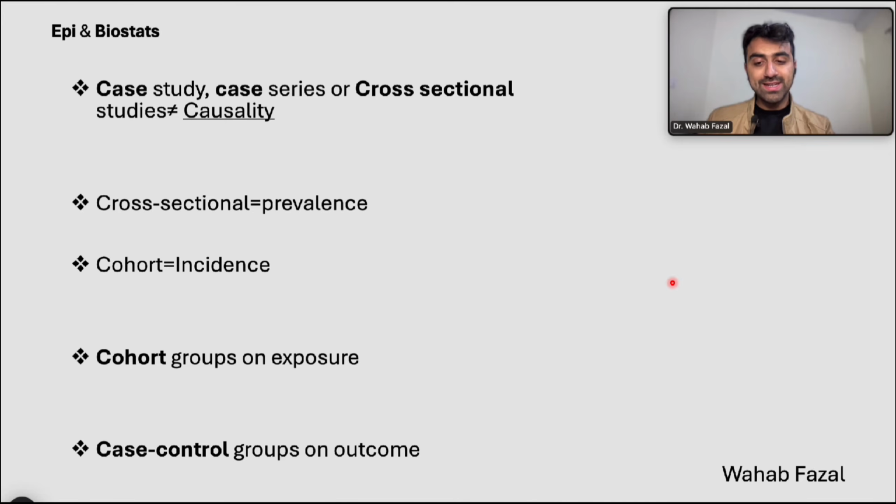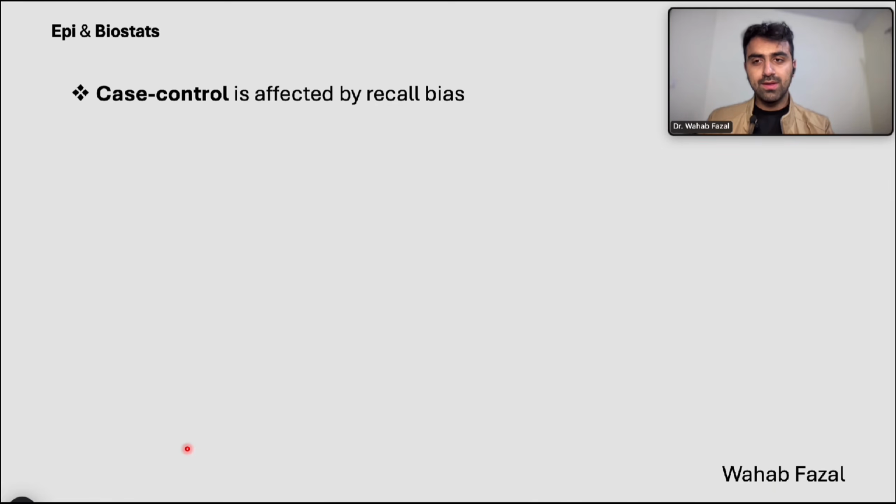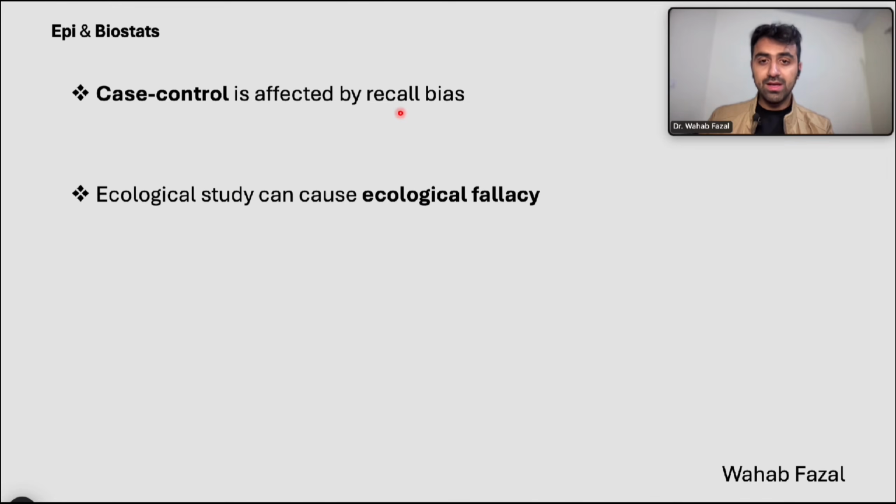Case control study groups on outcome, meaning you take the people with the disease, you call them the case, and you take the people without the disease, you call them the control group. And then you look for the exposure. You take the people with lung cancer and without lung cancer, see if they smoked or not. Case control study is affected by recall bias. Take the same example. If you ask people with lung cancer if they smoked or not, odds are they're going to say yes. Ecological study can cause ecological fallacy.